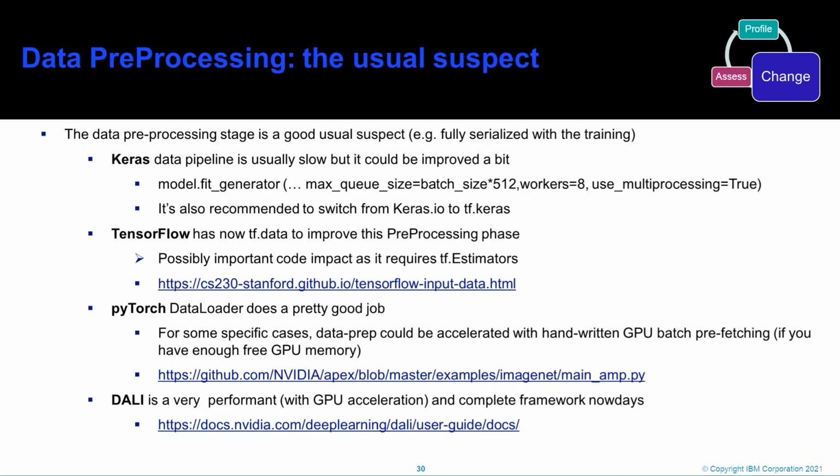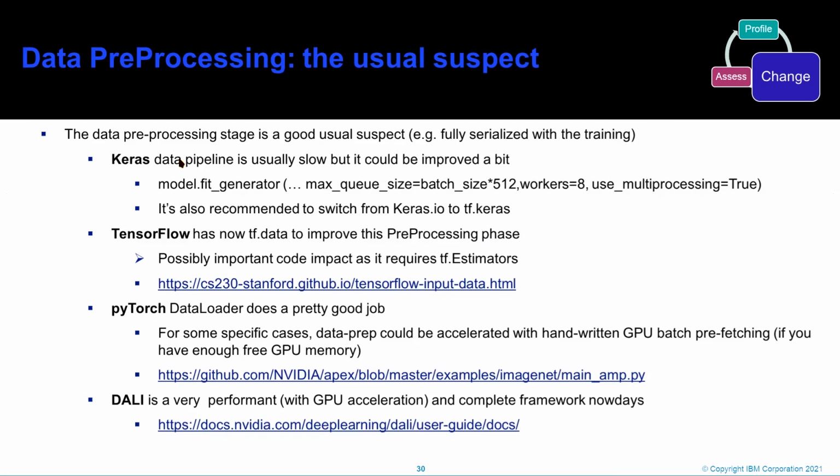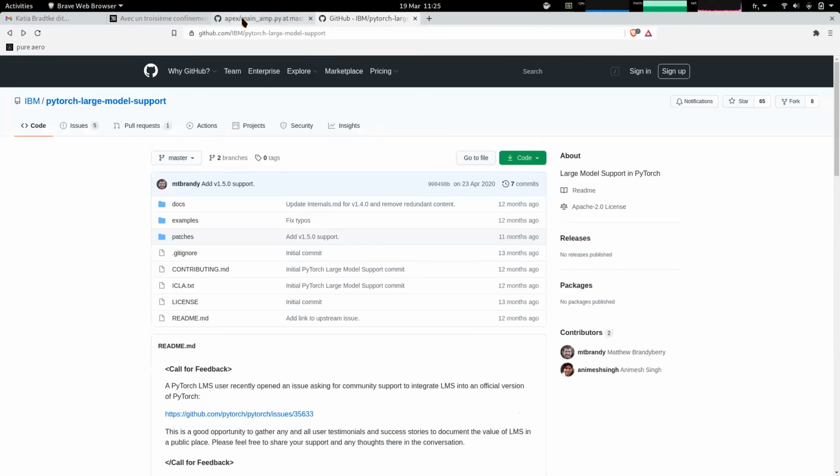And PyTorch, which is usually what we work on the most here, is doing a pretty good job. There are several options with PyTorch. There is the DataLoader component where you can set a number of concurrent workers to prepare the next items in a typical training loop. It happens that from time to time it could be very beneficial to code your own prefetching mode. There is an example from Apex.